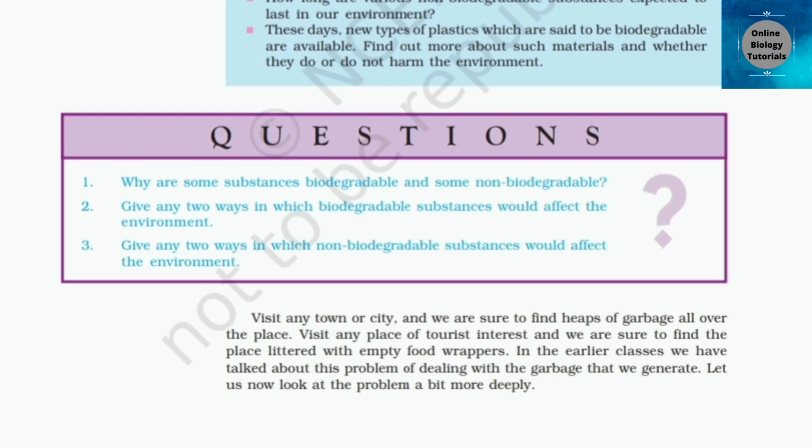Visit any town or city, and we are sure to find heaps of garbage all over the place. Visit any place of tourist interest and we are sure to find the place littered with empty food wrappers. In the earlier classes we have talked about this problem of dealing with the garbage that we generate. Let us now look at the problem a bit more deeply.